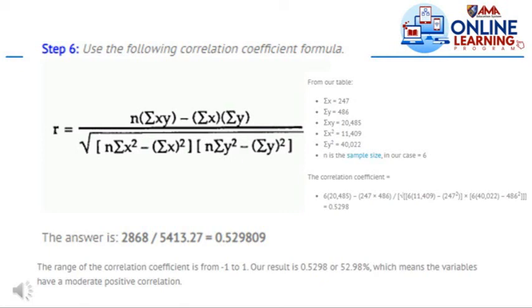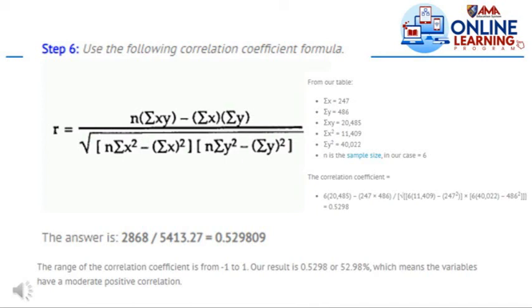0.5298. Or if we simplify this, that's 2,868 divided by 5,413.25, which is 0.529809. So this is the value of the variable r, or the Pearson r.